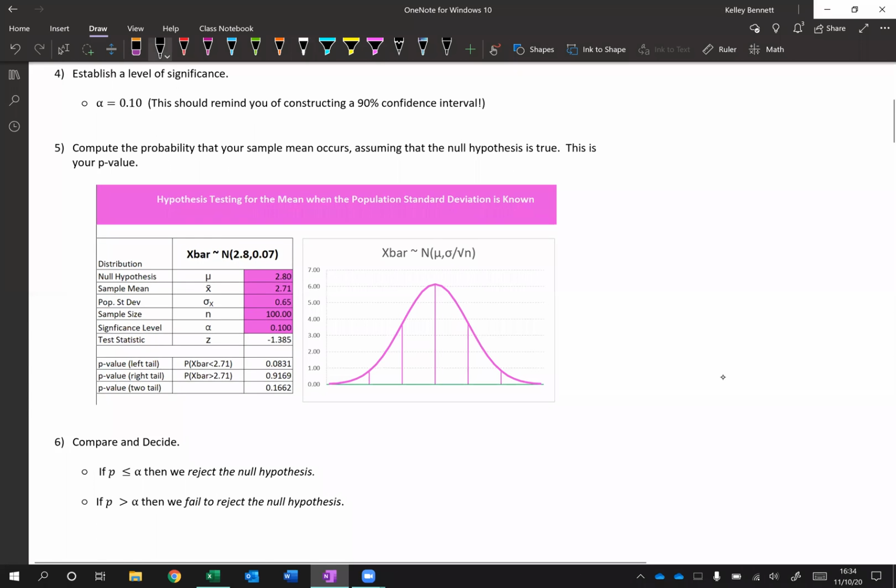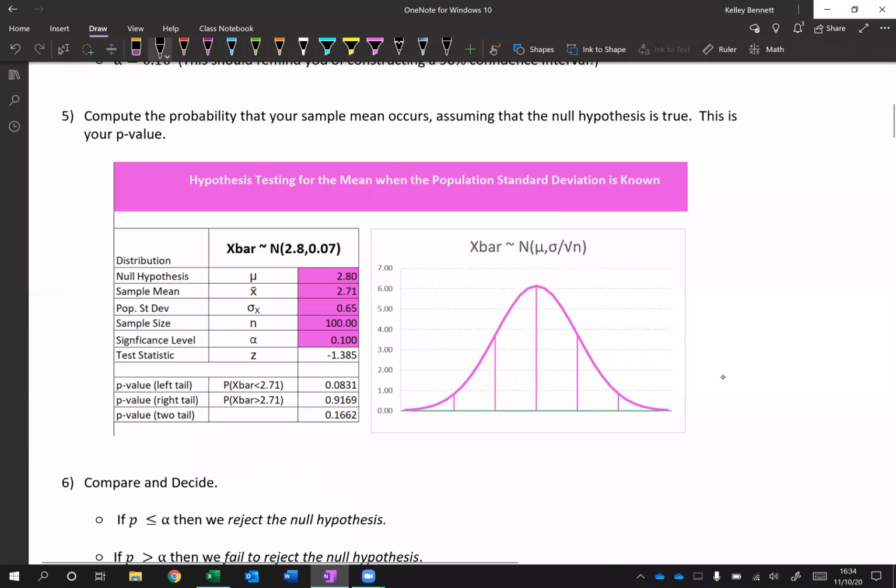Remember, when we're doing a hypothesis test, we are assuming that the null hypothesis is true, meaning that we're going to assume that the mean is actually 2.8. And so this is our sampling distribution, where remember that the sampling distribution has the same mean as the population itself. That's the trick to justifying this in your head, if that's something you wanted to do.